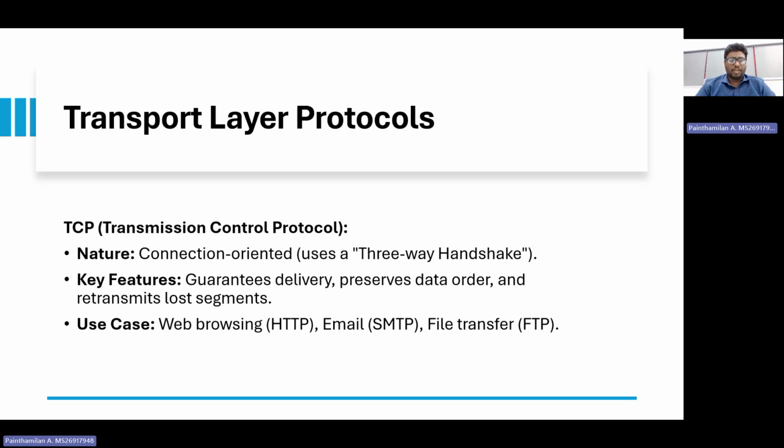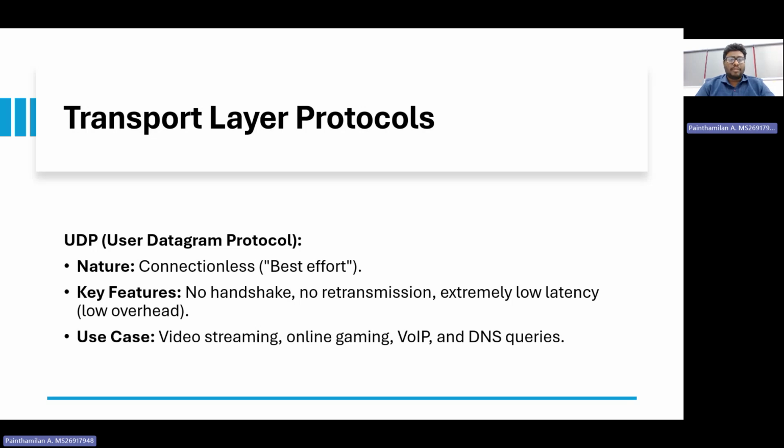So the first one is TCP, Transmission Control Protocol. Okay, right. It's basically connection oriented. It guarantees the delivery, preserves data order, and retransmits lost segments also, right? In real applications like browsing the internet or file transfers, we are using TCP for continuous network specifications, right? And then the second one, UDP, User Datagram Protocol.